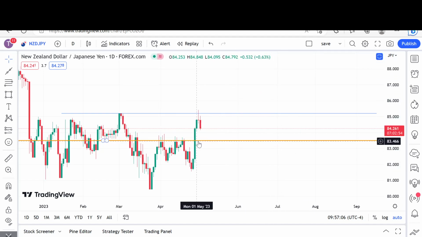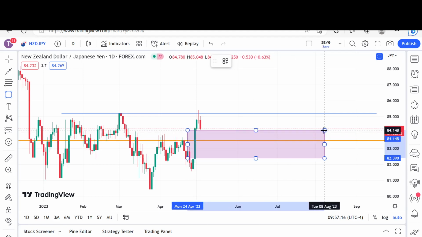Right there. That's the 50% equilibrium of that price range. Below it, discount; above it, premium. And I'm also going to note this fair value gap right here as well. See this? It's important to note these as well, because why? That's serving as a draw on liquidity.